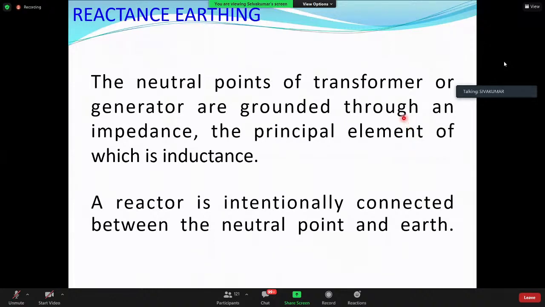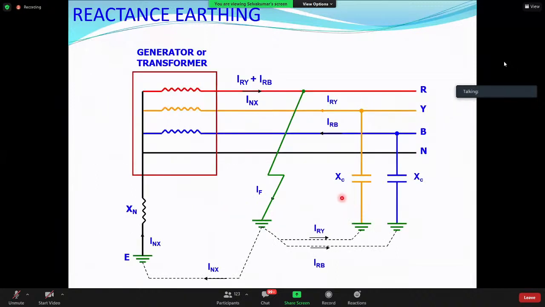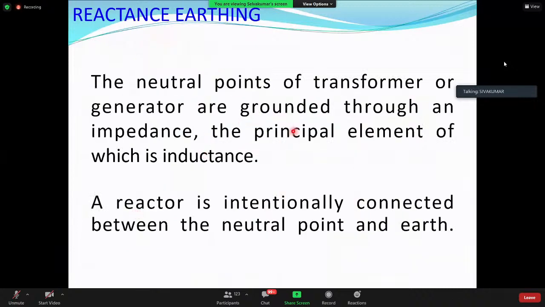The neutral point of the transformer or generator is grounded through an impedance. Here the principal part is inductance. Instead of putting a resistor, I am inserting a reactor in the neutral to ground path. You can go for reactance earthing also, but again, the cost factor is there. Inductors are costlier than resistors. For system voltage greater than 36 kV, it is preferable to use a reactor rather than a resistor because of the difficulties arising from heat emission in the event of a fault in a resistance earthed system.